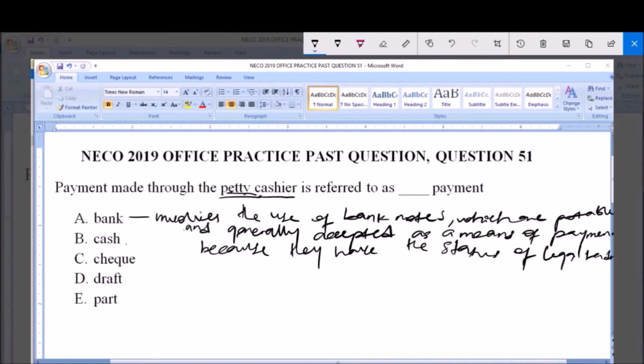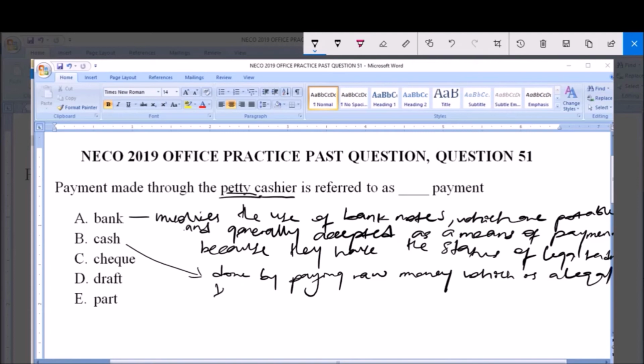Now B says cash payment. Cash payment is the payment done by paying raw money, which is a legal tender. Like we know, money is a legal tender. Now cash payment is used to settle small transactions.